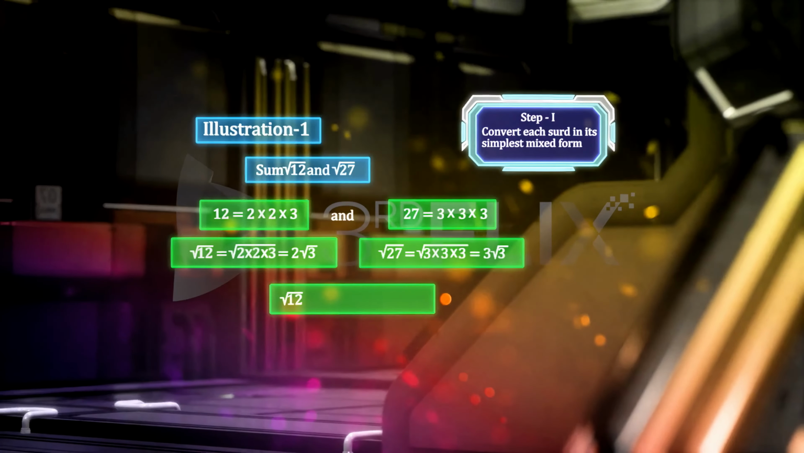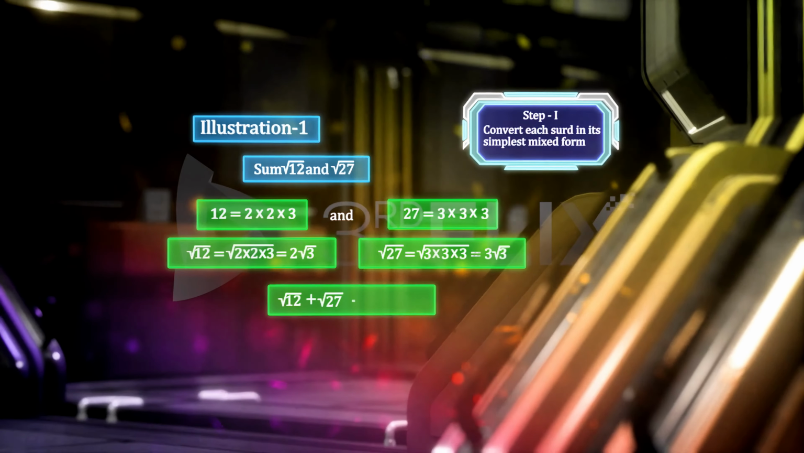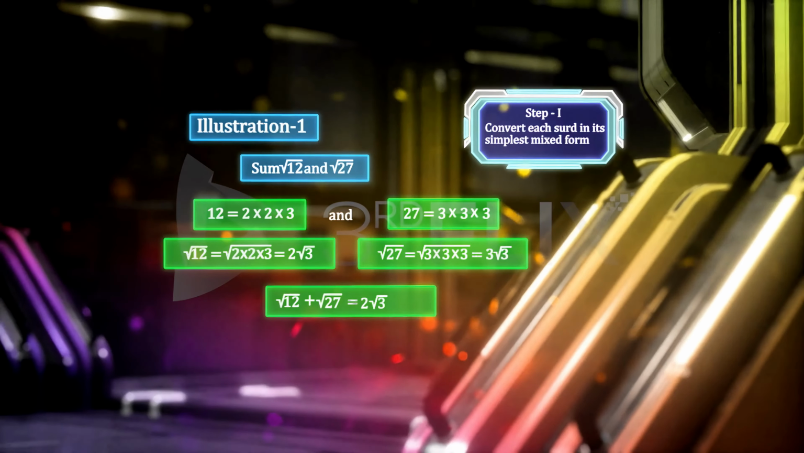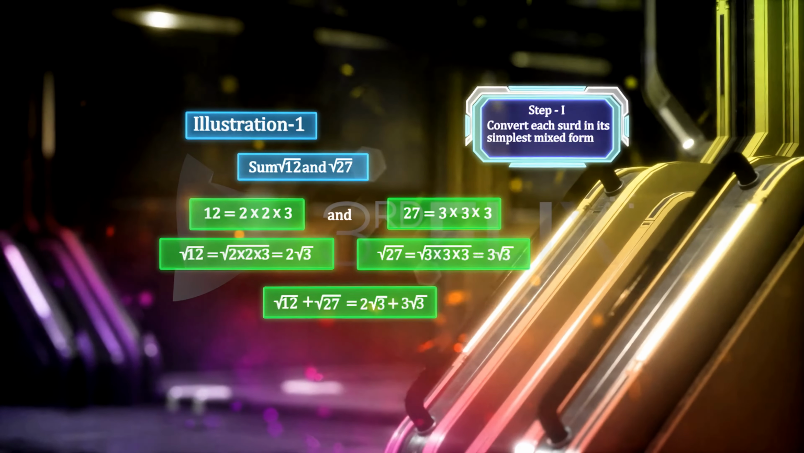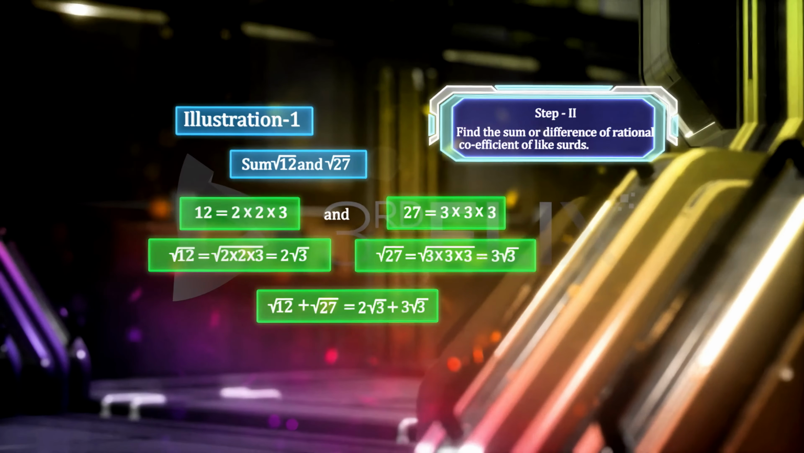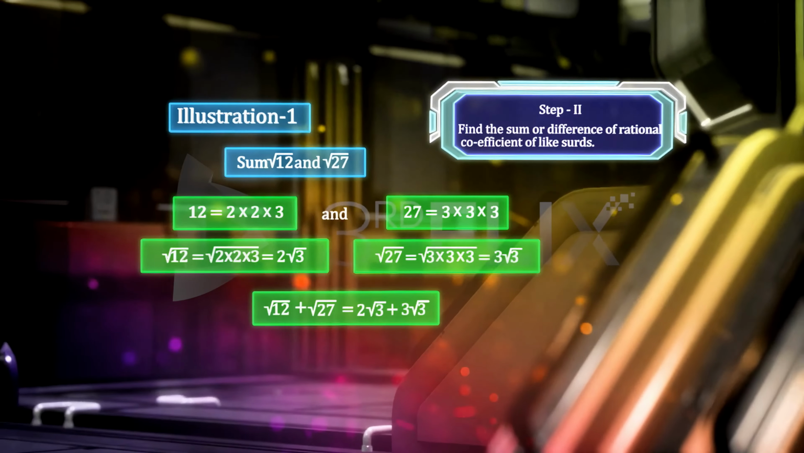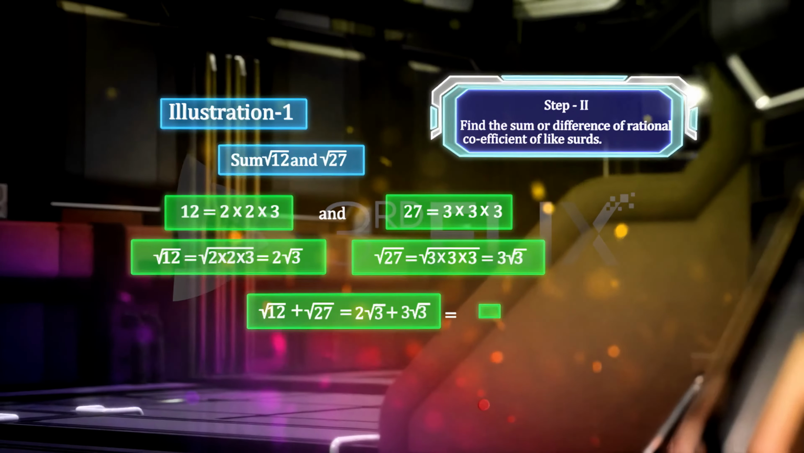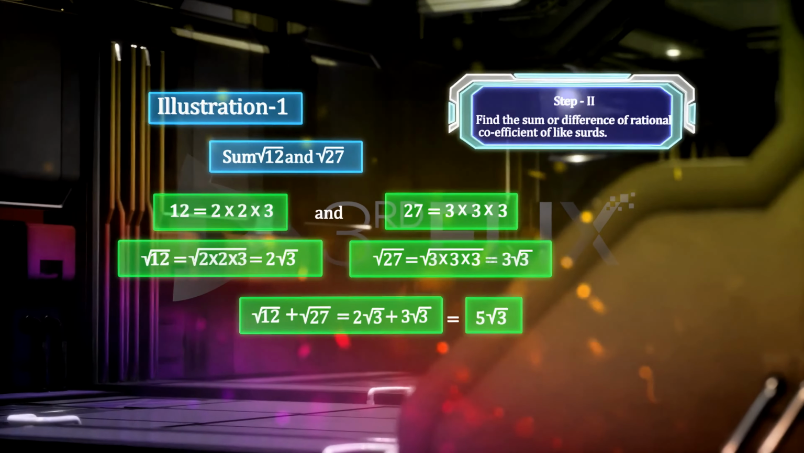Root 12 plus root 27 equals 2 root 3 plus 3 root 3. Step 2. Then find the sum of rational coefficient of like surds, equals 5 root 3.